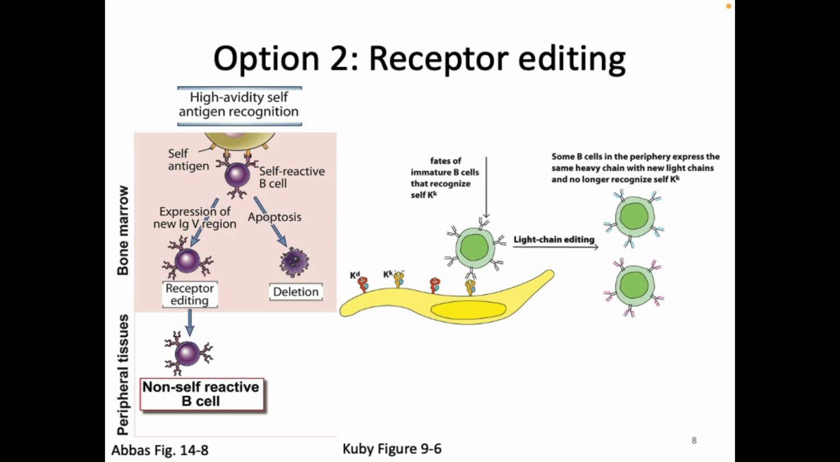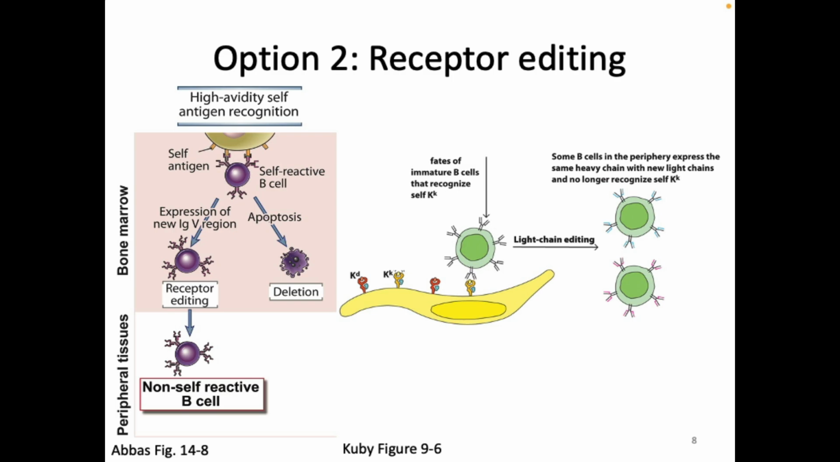One of the things that is really key to note about receptor editing is receptor editing only happens with the light chain. So we can't change our heavy chain, but we can change our light chain.